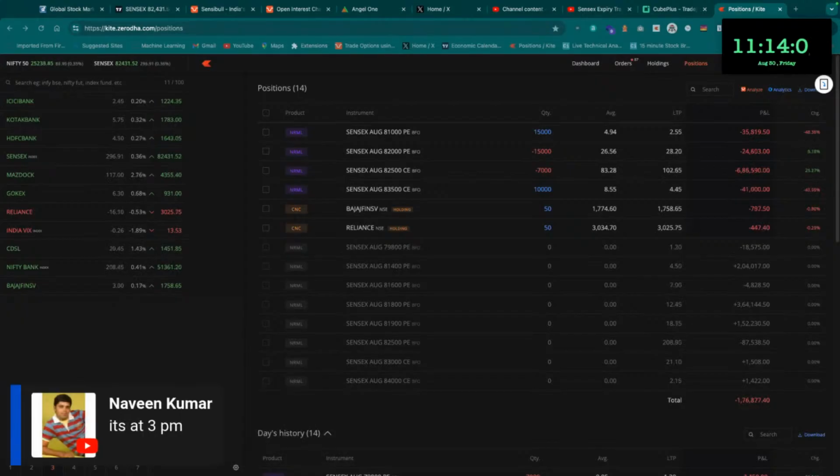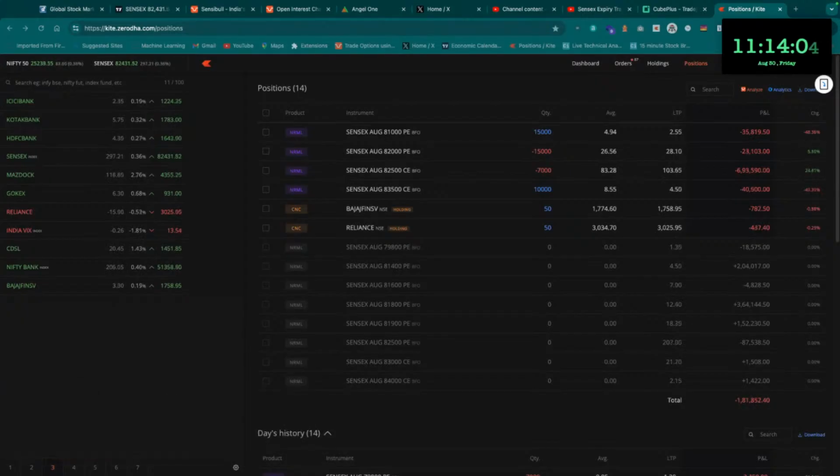Okay, it's 3 p.m. That's good. And I think I will mostly, as I said, even if I get 1 lakh profits, I will close, or at least even if zero or maximum 5 lakhs losses. Any of those things, whatever happens. So it's basically 1 lakh profit or a 5 lakhs loss. Whatever happens first, I will close that.